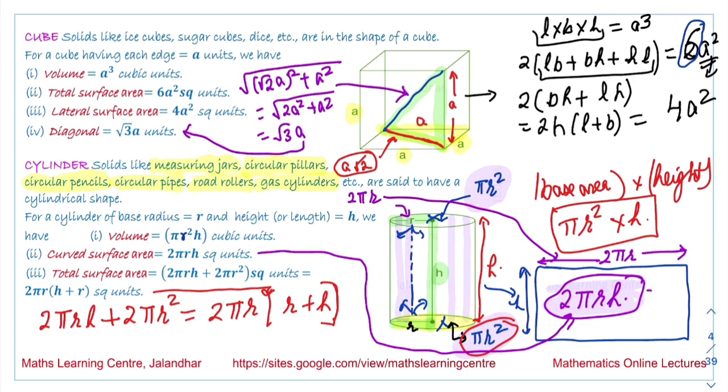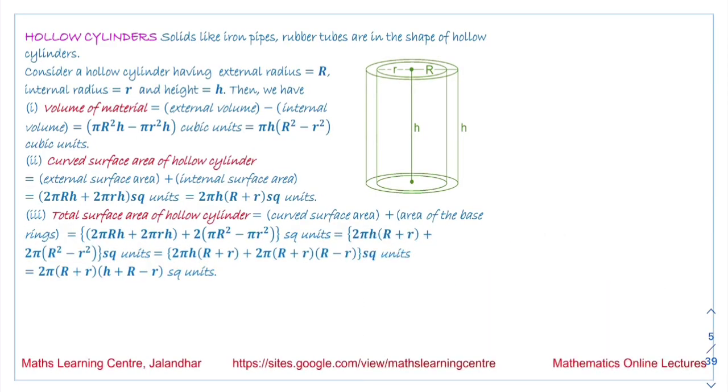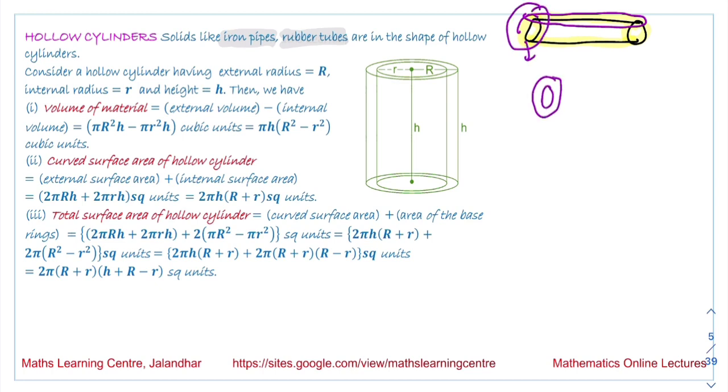The next definition we have is hollow cylinders. We have given examples here: solids like iron pipes and rubber tubes. An iron pipe is a hollow cylinder, meaning the pipe is in this form. We have some boundary over here, the boundary of this pipe. If we look at this portion of the pipe, it will be just like a circular ring.